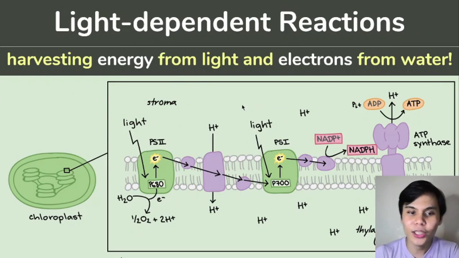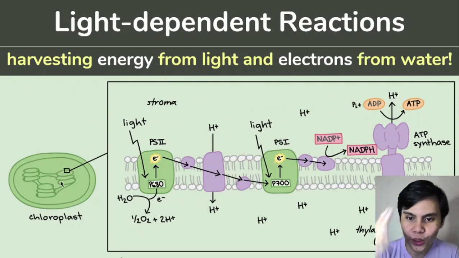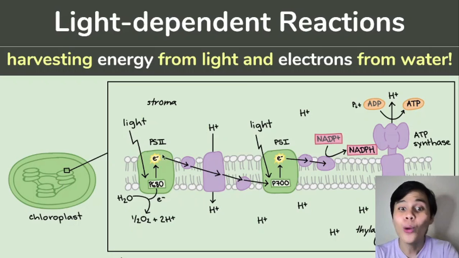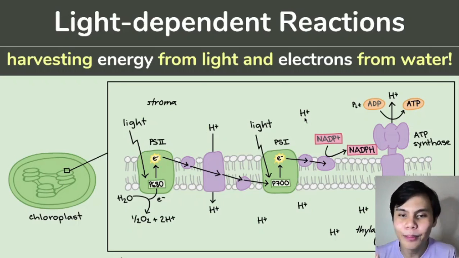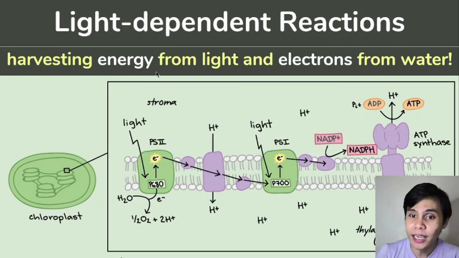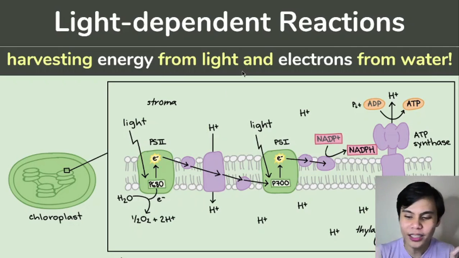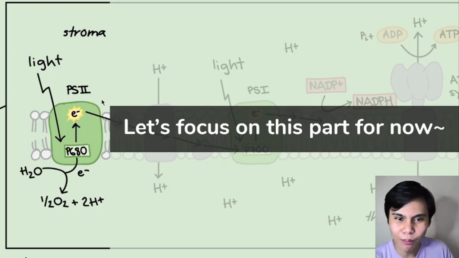So the light-dependent reactions, again, in your chloroplast, looks like a short on the side here, the thylakoid, the flattened sacs, like pancakes. If you look at the skin of those, we have these things. These are different enzymes and proteins that help us do the light-dependent reaction. And the basic summary is that it harvests energy from light and electrons from water. So we're going to go through this step by step. So we'll focus on that part for now, this little part here.